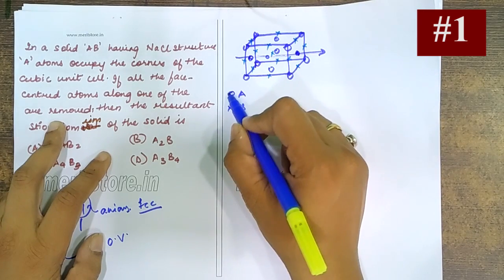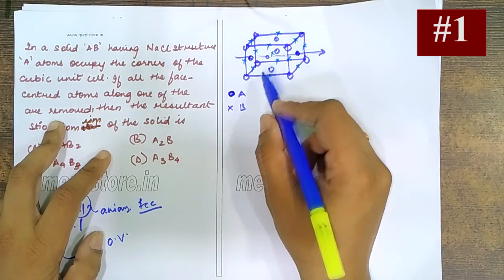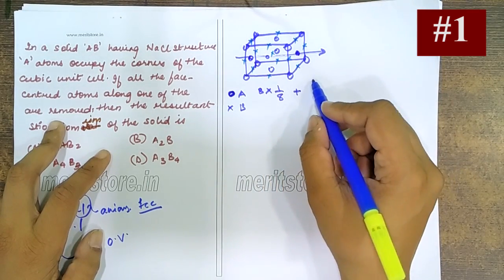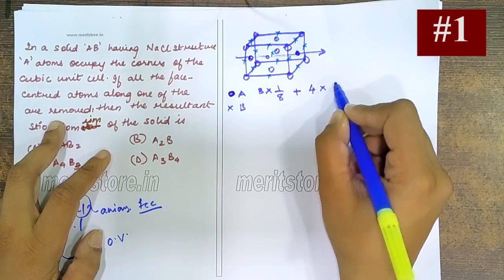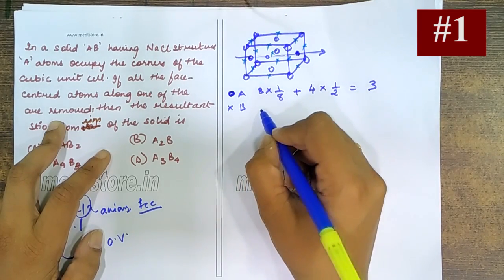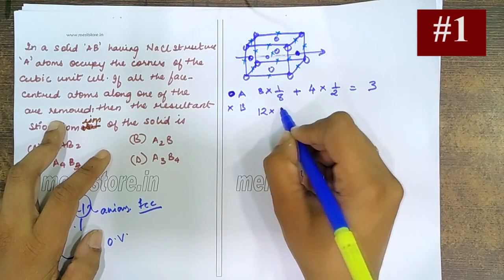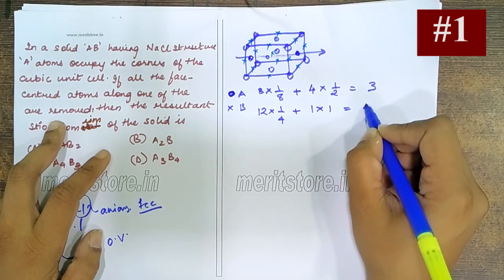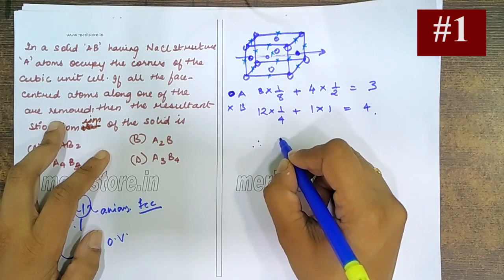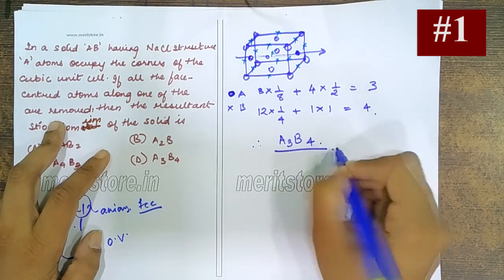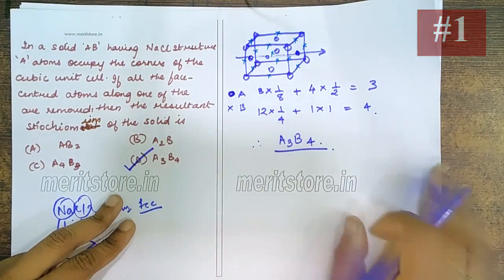So let us talk about the A atoms first. A atoms at the corner: 8 into 1/8, but now out of 6 face centers there are only 4, so 4 into half, so there will be 3. While B, as it is, 12 edge centers multiplied by 1/4 plus 1 body center, so that will be 4. Therefore, the stoichiometric ratio is A3B4. The formula is A3B4. Our option is option D.